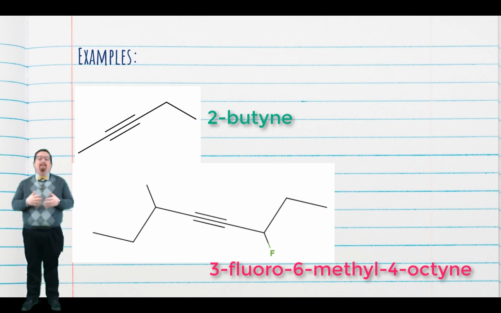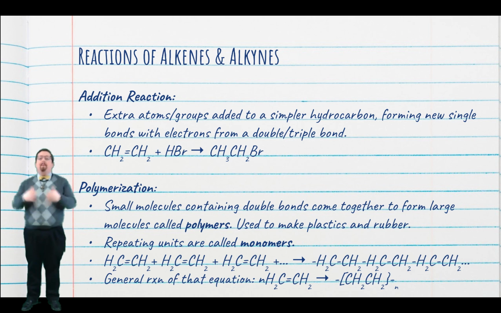We didn't do an example of it, but if you had multiple triple bonds, you would treat that the same way you do when you have multiple double bonds. So you could have a diyne or a triyne or whatever other prefixes you need to indicate how many triple bonds you had. All right, the moment you've all been waiting for, the last slide.